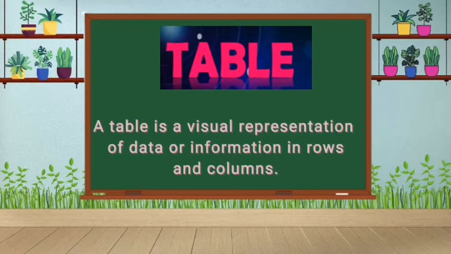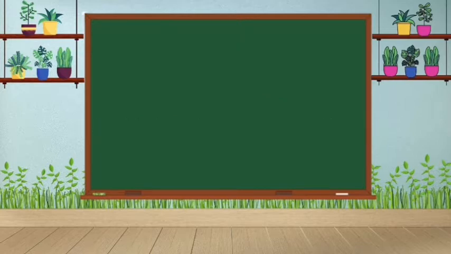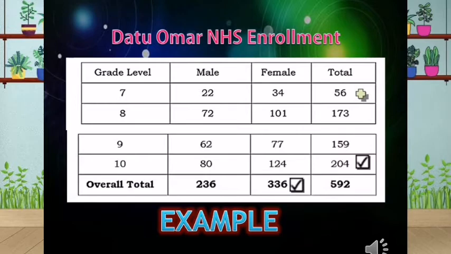So now, learners, take a look at this presentation shown. This is an example of a graphical representation using a table. This is data of the Dato Umar National High School enrollment. As you can see, the table shows the data on the remote enrollment of Dato Umar National High School by grade level and by gender.